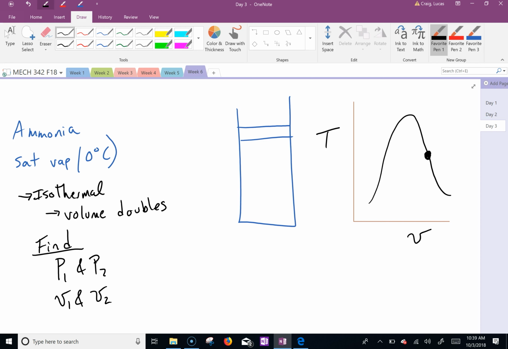It's ammonia, initially 0 degrees, saturated vapor. Then it says it goes from 1 to 2. It's an isothermal process, and we want to figure out P1 and P2, V1 and V2.